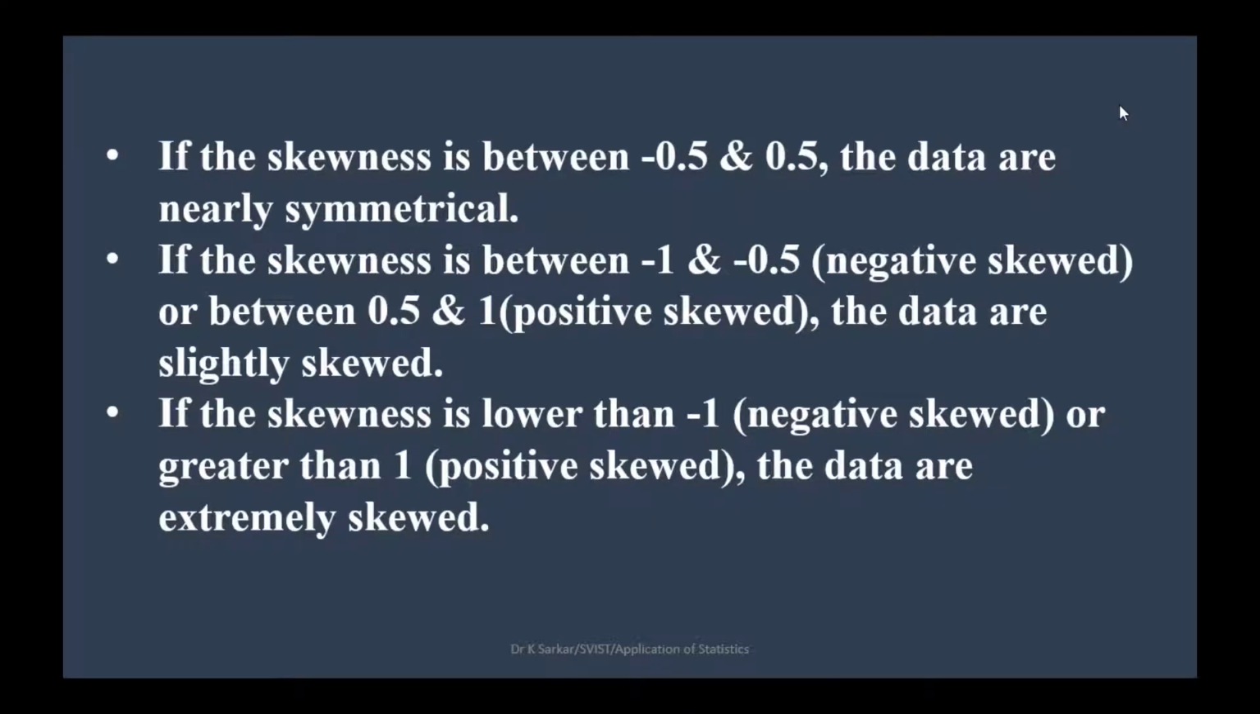After calculating the skewness for different problems: if the skewness is between minus 0.5 and 0.5, the data are nearly symmetrical. If the skewness is between minus 1 and minus 0.5, negative skewed, or between 0.5 and 1, positive skewed, the data are slightly skewed. If the skewness is lower than minus 1, negative skewed, or greater than 1, positive skewed, the data are extremely skewed.